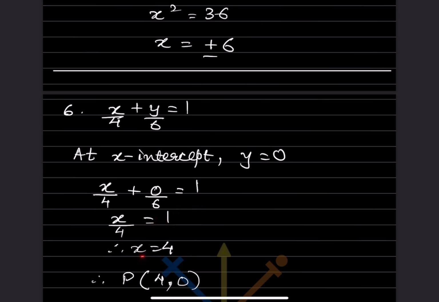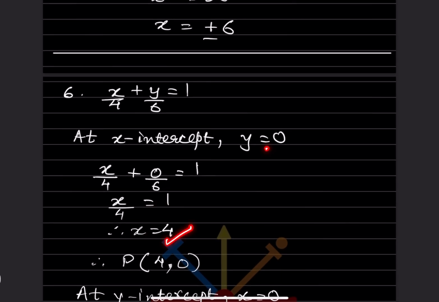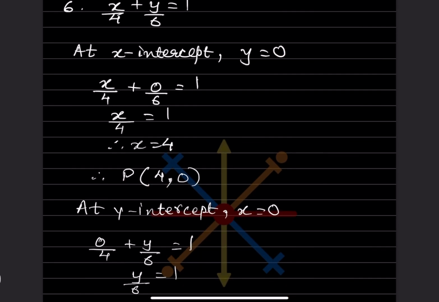So that x is going to be 4. So now you know that this x value is 4 and the y is 0. So we can write the coordinates of this one as 4 and 0. And now we'll see for the y-intercept. Y-intercept means x should be 0. So in place of this x, we are going to put 0.